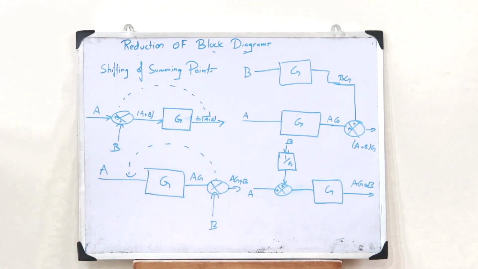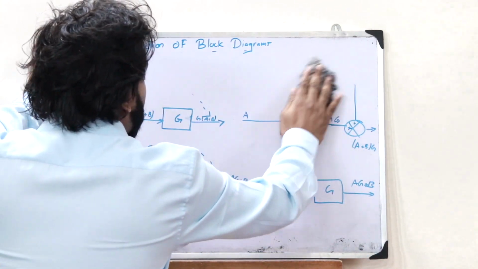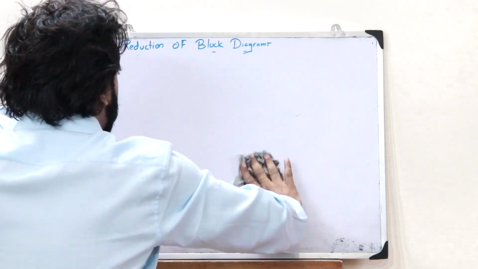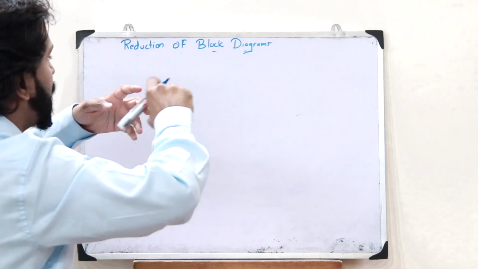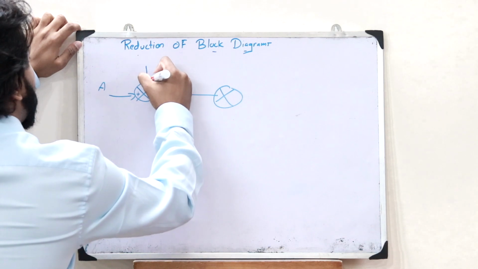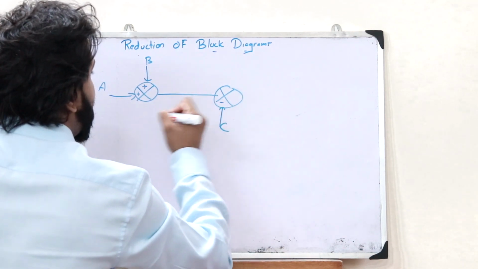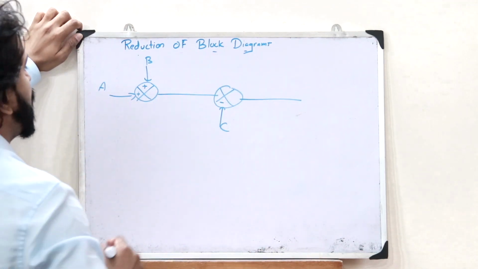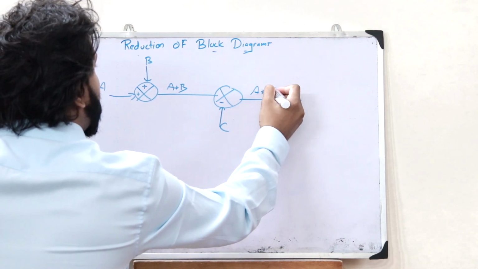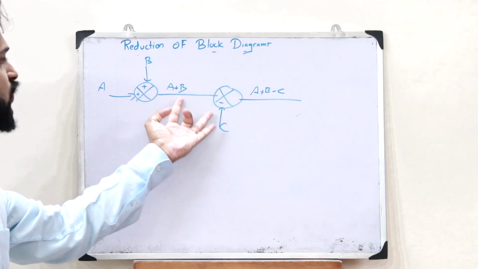As simple as that. And now the last rule of this reduction of block diagrams is interchanging of summing points. Let us assume that we have two summing points like this. Here we have A and here we have B, and here we are giving C over here. So the final output would be A plus B, and then A plus B minus C. Let us assume we are interchanging these two summing points.